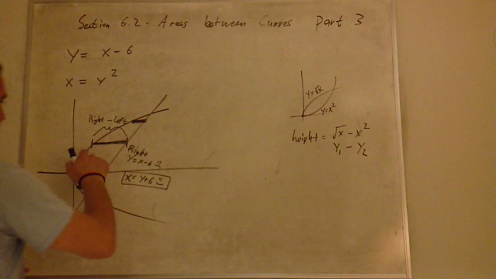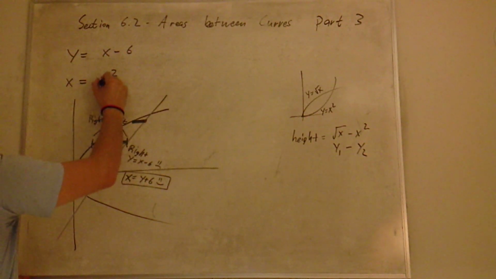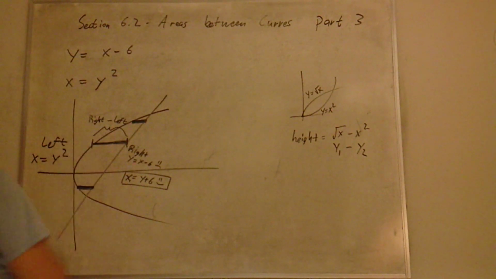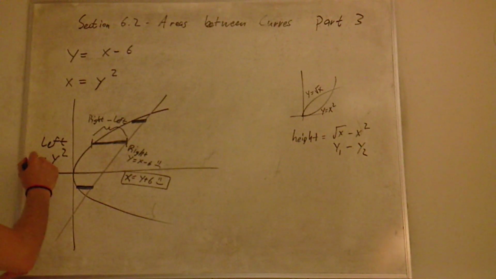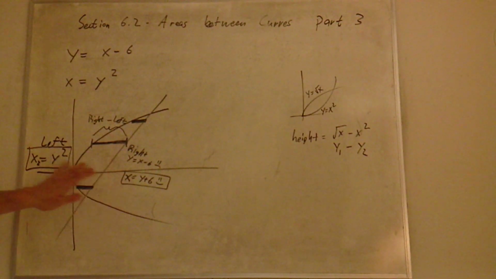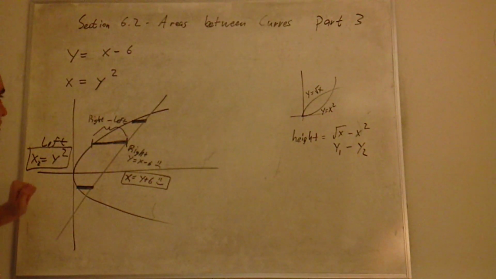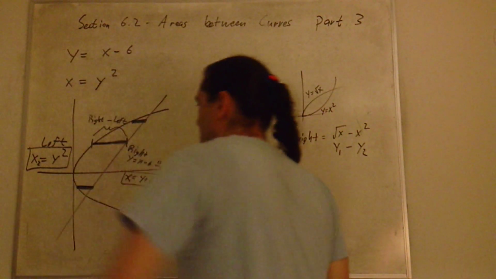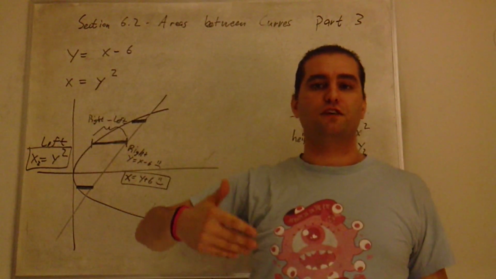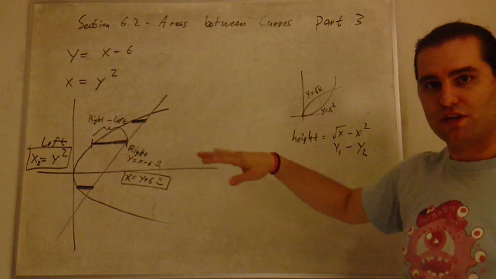The leftmost value is always going to be this parabola, and that is already in terms of x. That's x equals y squared. So that's going to be x2. That's our left value. And so I've already got the right and left sorted. So that's cognitive shift number 1. You can transform these functions into functions x equals function of y, and then do this horizontally instead.